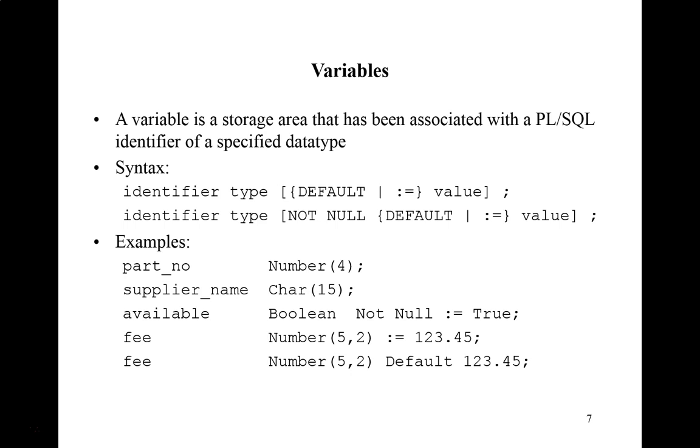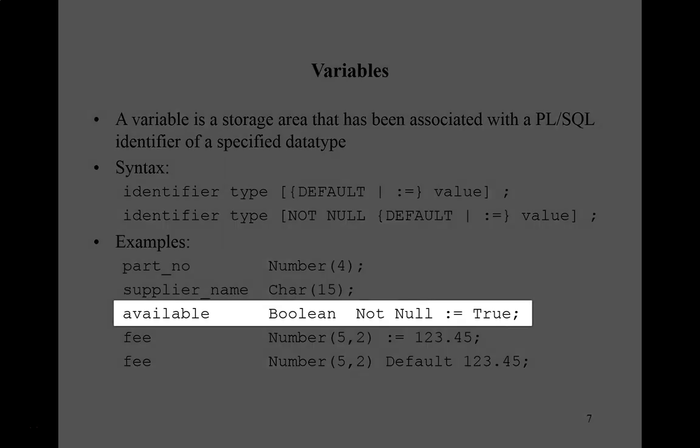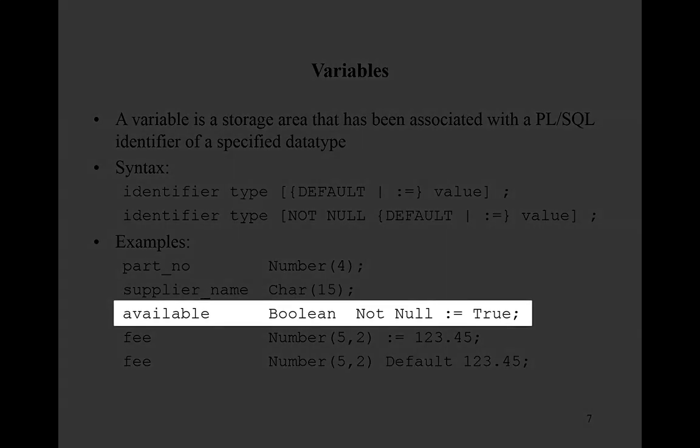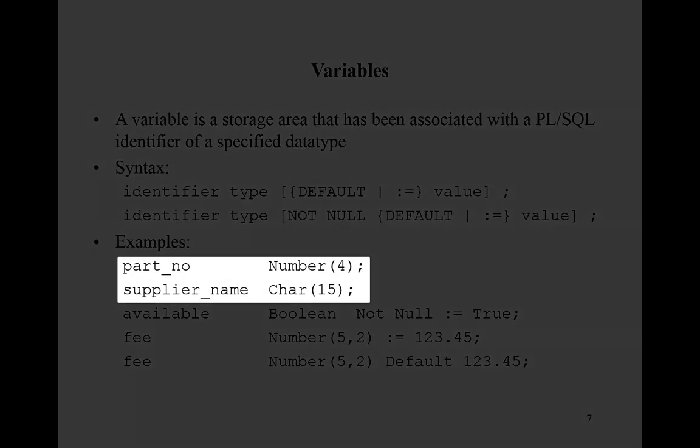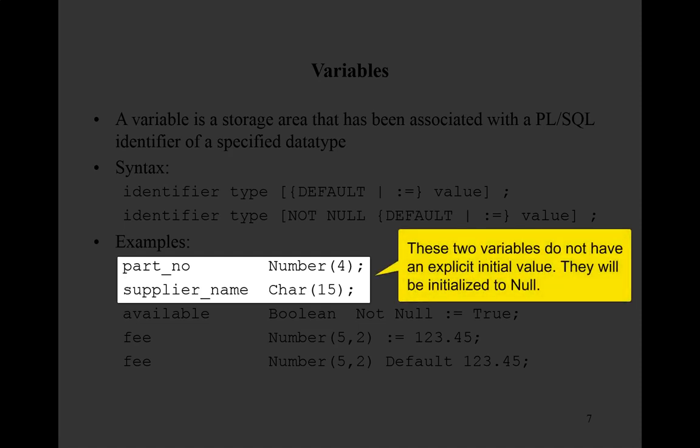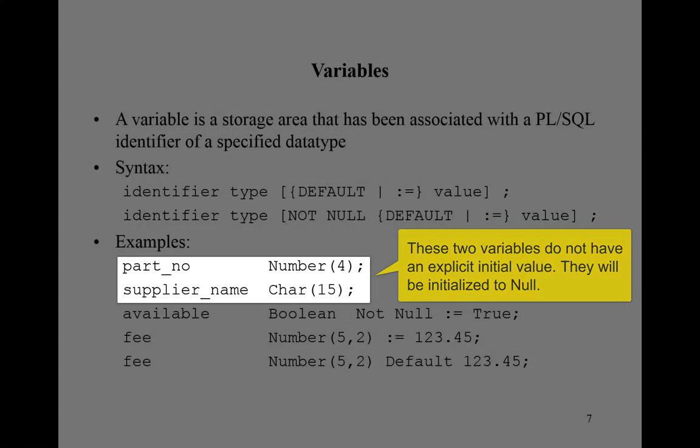Let's look at a couple of these in more detail. If you look at the declaration of the variable called available, it's declared as being of type Boolean. Additionally, there's a constraint defined that says the variable cannot be null. If we go back to part number and supplier name for just a moment, these had no such constraint, nor did either of these have a default value. So part number and supplier number were both initialized to the null value.